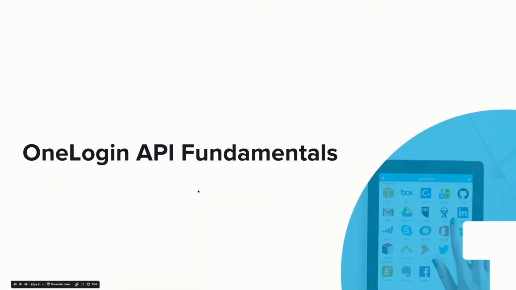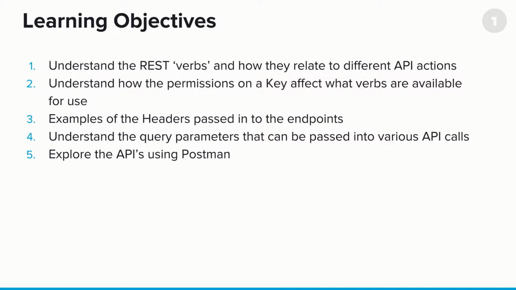Okay, now we're going to talk about the fundamentals of working with the OneLogin APIs. We've talked about the 4 REST verbs, and now we'll start to talk a little bit more about how they relate to different API actions. We'll talk a little bit about how the permissions of a key affect what verbs are available for use. I'll talk a little bit about the headers passed into the various endpoints, and the query parameters that can be passed into various API calls. And then finally, we'll do a little exploration of the APIs using a tool called Postman.